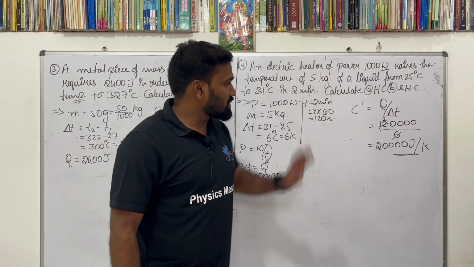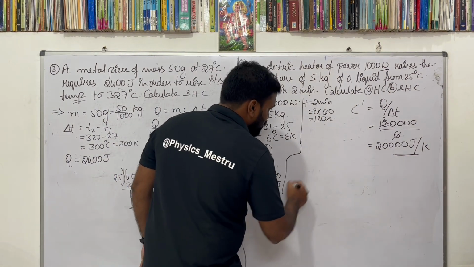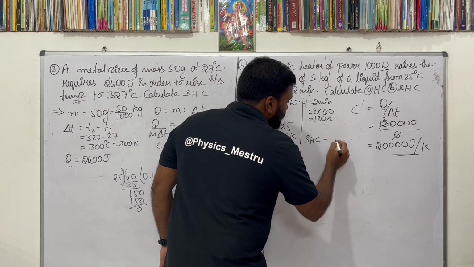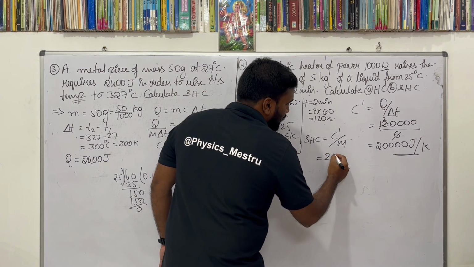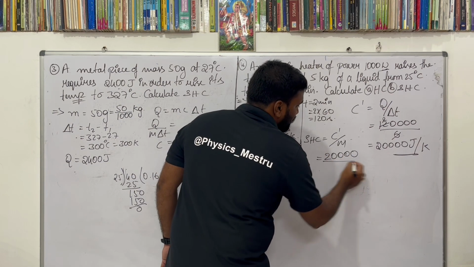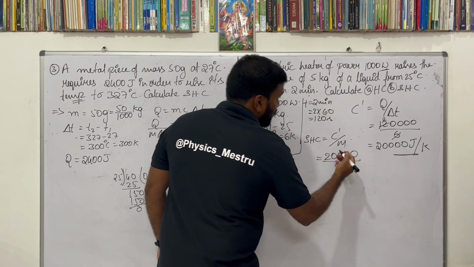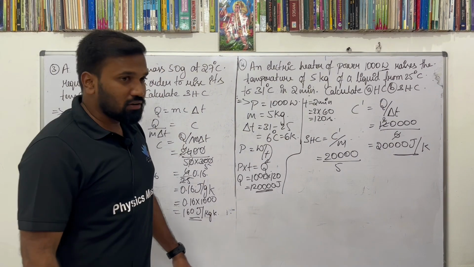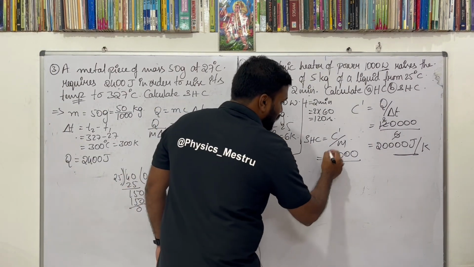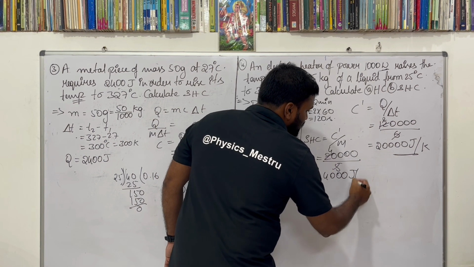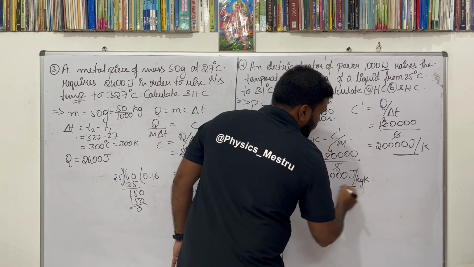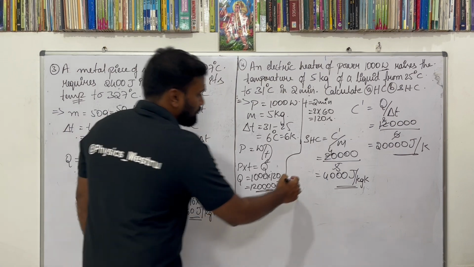Now let us move to the specific heat capacity. Specific heat capacity is nothing but heat capacity divided by mass. So therefore we can write it as 20,000 divided by the mass, 5 kg. 20,000 divided by 5, 5 fours are 20. So therefore 4,000 joules per kg Kelvin. This is the specific heat capacity.